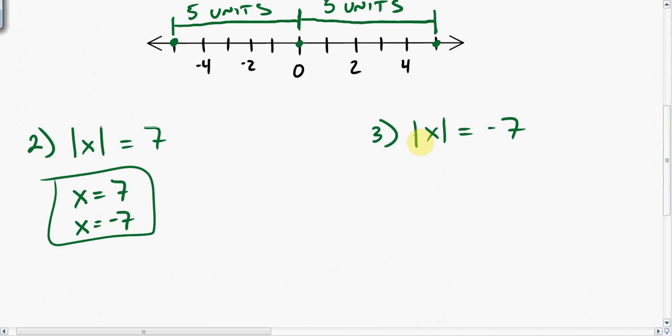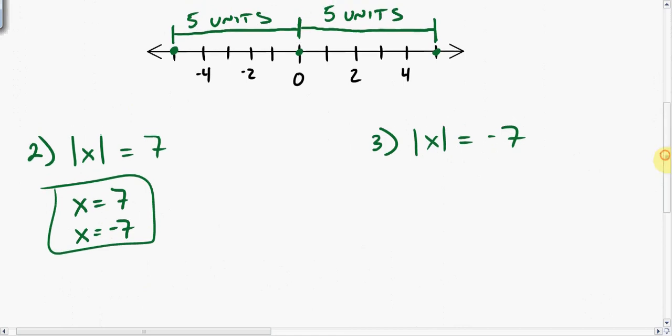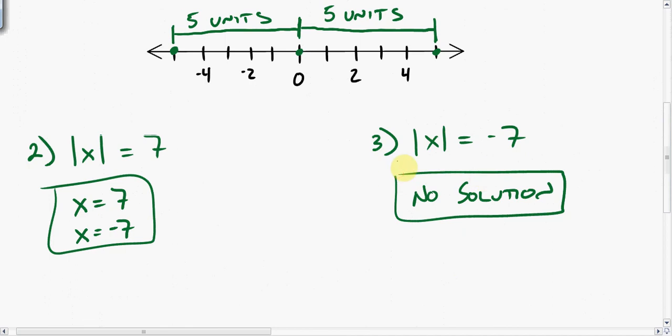Looking at number 3, we've got the absolute value of x equals negative 7. And what did we say up above? Absolute value always produces a positive answer. So whenever you have an equation or inequality like this, where you have absolute value on one side, and all you have is a negative integer on the other side, no variables or anything, that is not possible. So your answer here is no solution. That's just a nice little absolute value review.